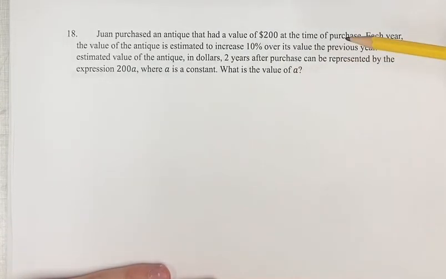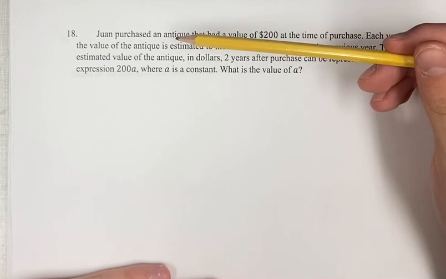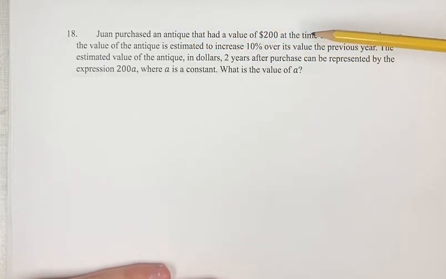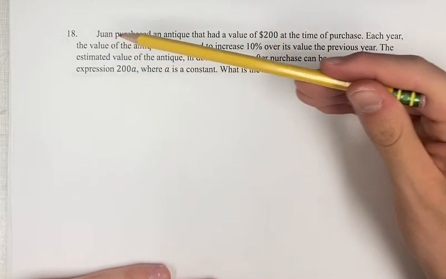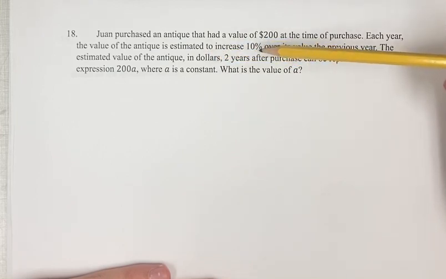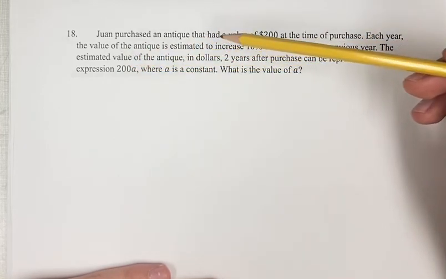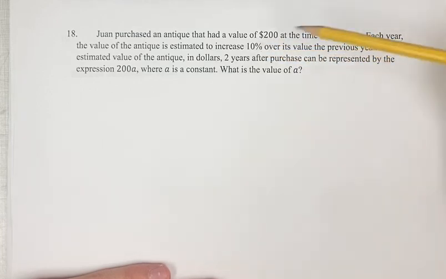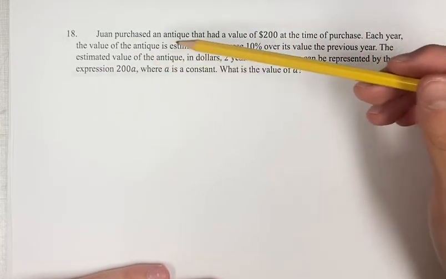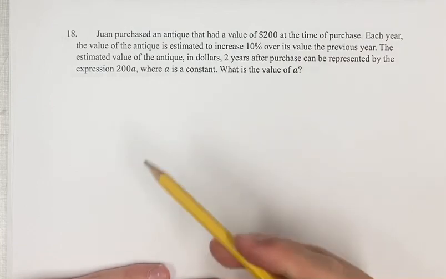In this problem, we're told that Juan purchased an antique that had a value of $200 at the time of purchase. Each year, the value of the antique is estimated to increase 10% over its value in the previous year. The estimated value of the antique 2 years after purchase can be represented by the expression 200A, where A is a constant. We're asked what is the value of A.